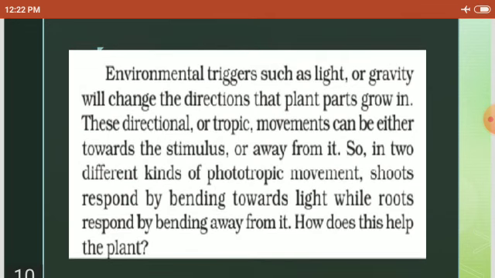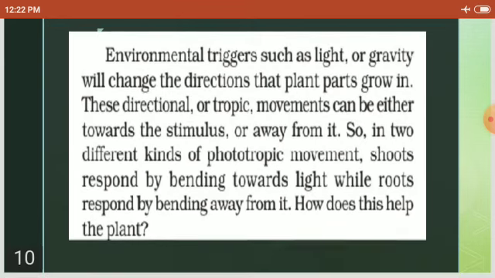Environmental triggers such as light or gravity will change the direction that plant parts grow in. These directional or tropic movements can be either towards the stimulus or away from it. If it is towards the stimulus, it is called phototropic movement, and if it is away from that, then it is, that means, positive movements if it is towards the stimulus. If it is away from that, it is a negative stimulus.